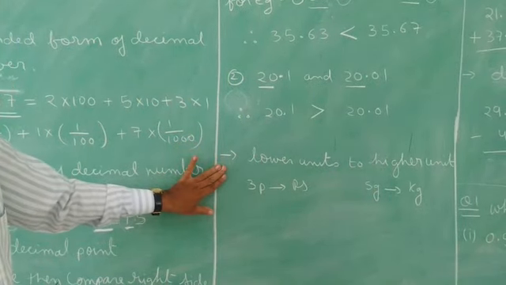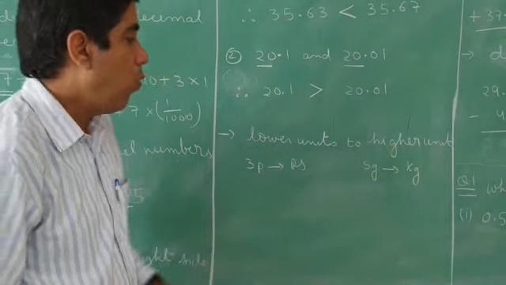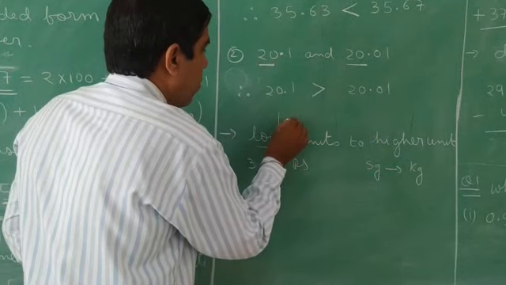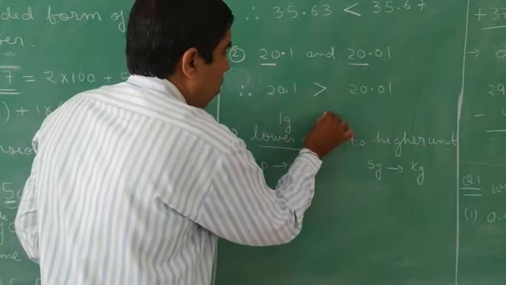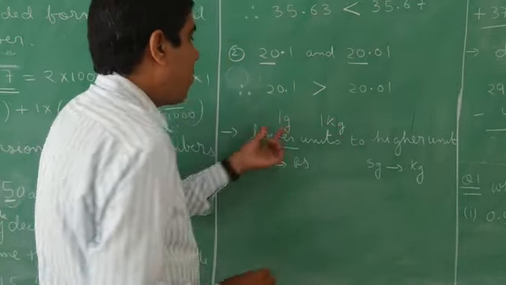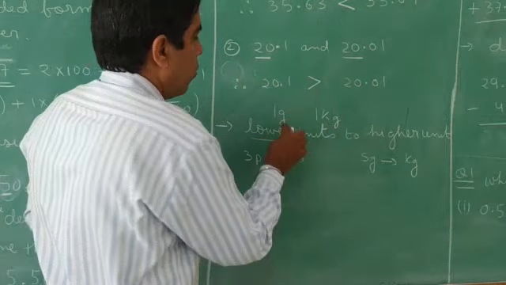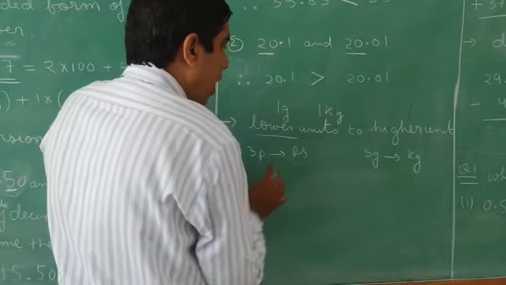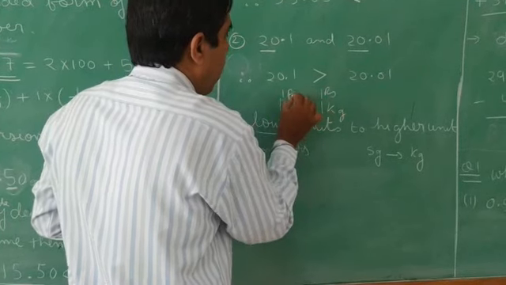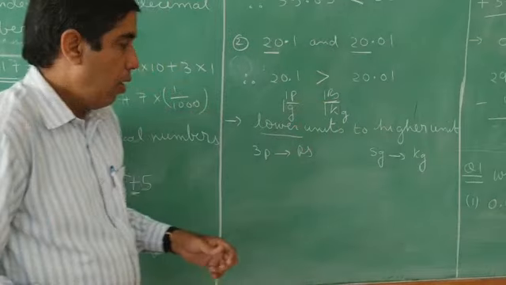Now the next point is converting lower units to higher units. What is the meaning of lower unit and higher unit? A lower unit means 1 gram, and suppose 1 kg. You can compare easily 1 gram and 1 kg. Which is smaller? 1 gram is smaller. So 1 gram is the lower unit, and kg is the higher. Like this, 1 paisa and 1 rupee. So 1 paisa is the smaller unit, and the higher unit is rupees.